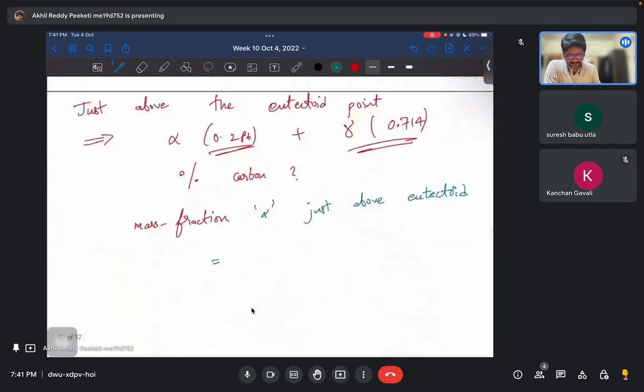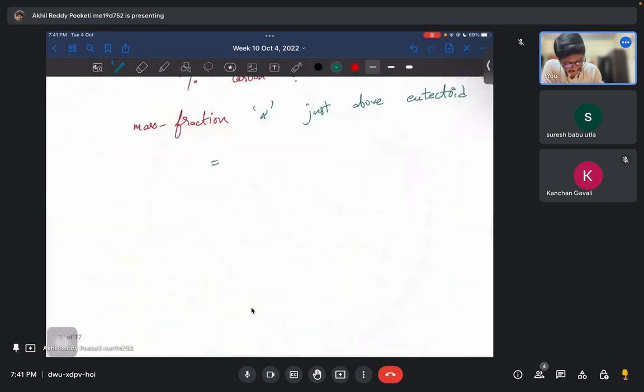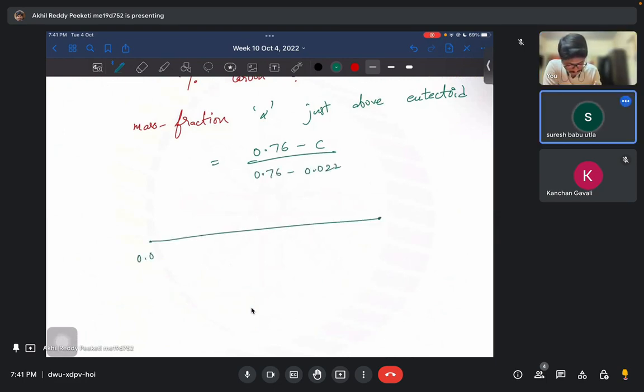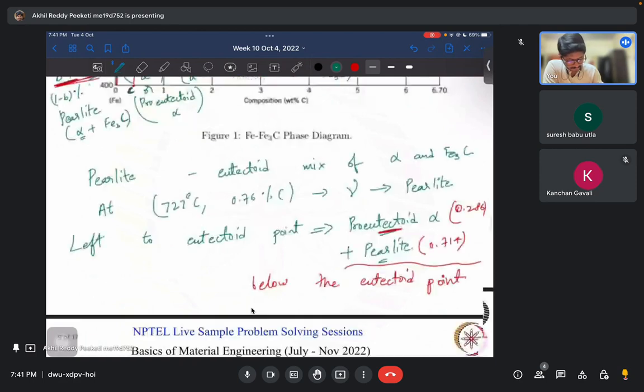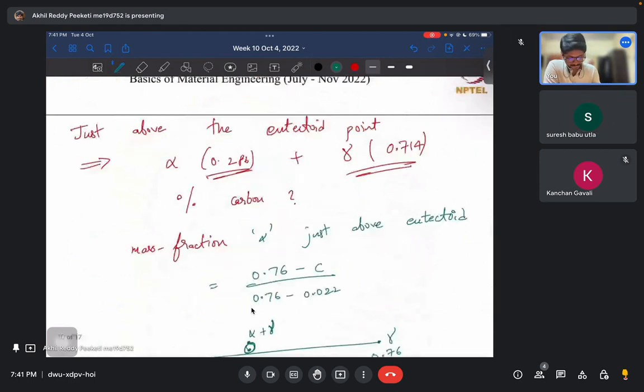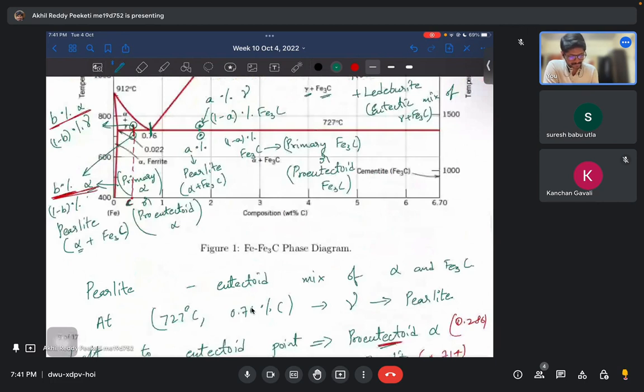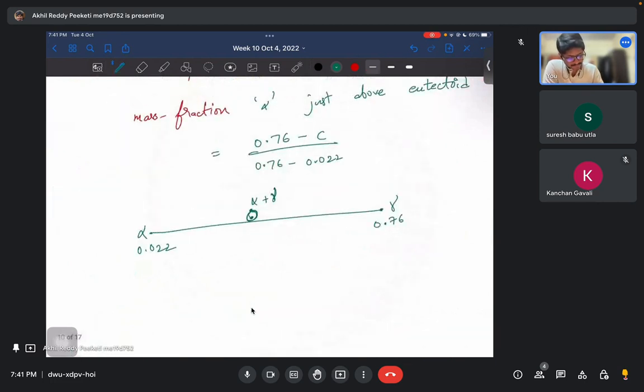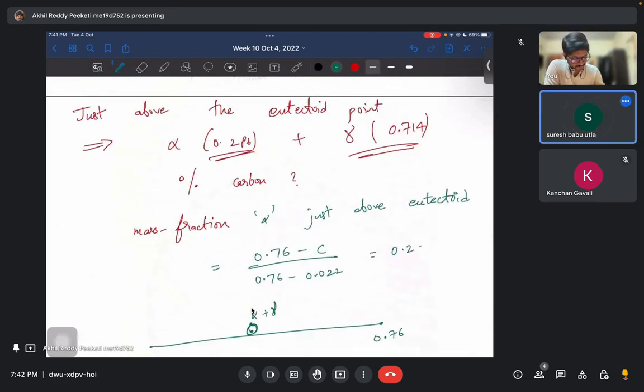So alpha is actually the left side phase. So mass fraction of alpha would be (0.76 minus C) by (0.76 minus 0.022). Is that correct? So we are somewhere here, just above the eutectoid point, in the alpha plus gamma region. This is already given as 0.286.